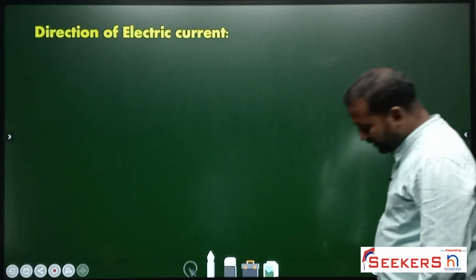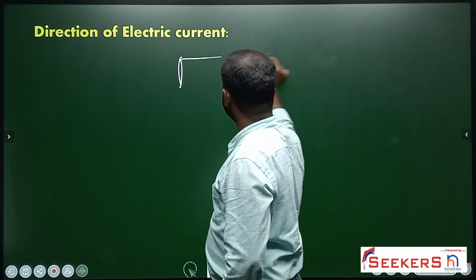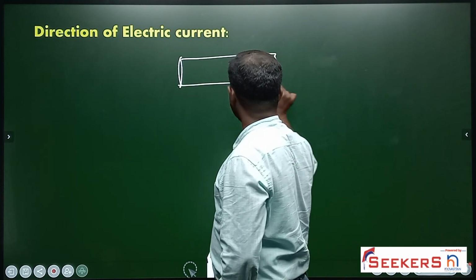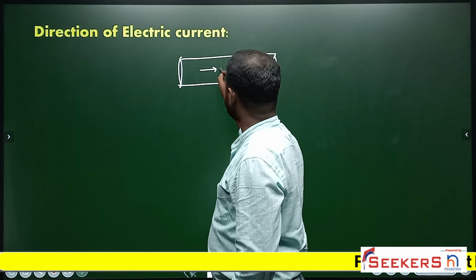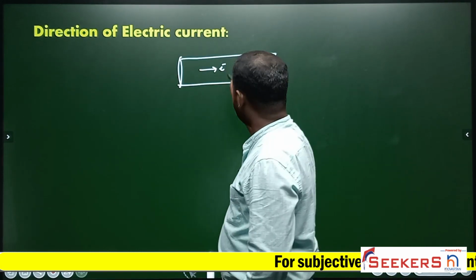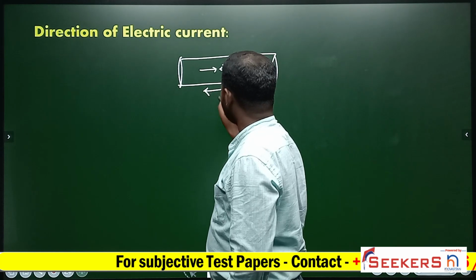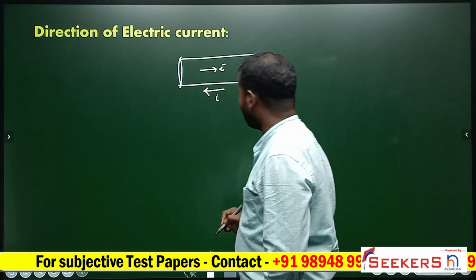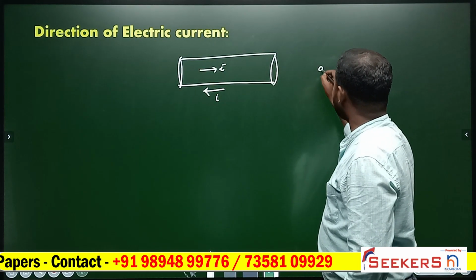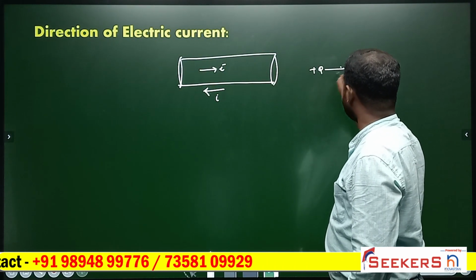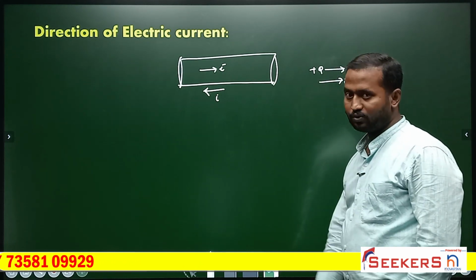Now, direction of electric current. In a conductor of cross section A and length L, if electrons are flowing, then the convention is that electric current is in the opposite direction, whereas if positive charge is moving in one direction, we consider that current in the same direction. This is the convention that we need to follow.